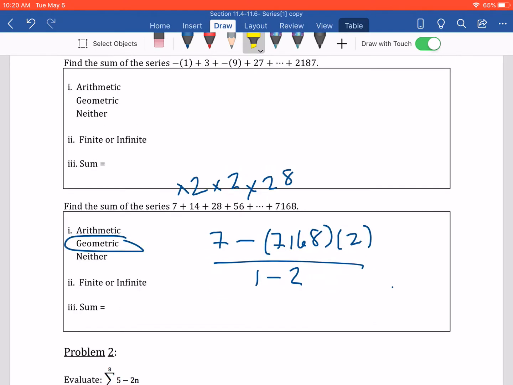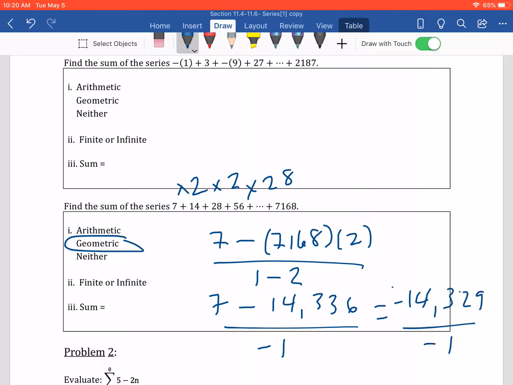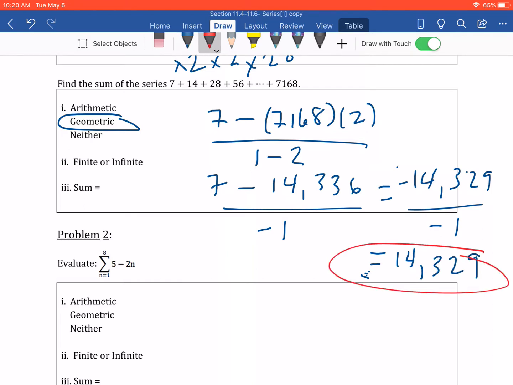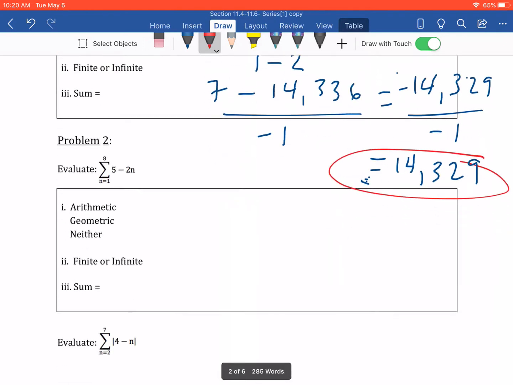So once we have plugged in those numbers, we will continue on to find our solution. So when we simplify this, it becomes 7 minus 14,336 all over a negative 1 equals a negative 14,329 all over a negative 1. A negative number divided by a negative number makes it positive, and so our sum is 14,329, and that is a positive value because a negative divided by a negative. Pretty simple. Let's look at the second type of problem, and the second type of problem has that weird E.